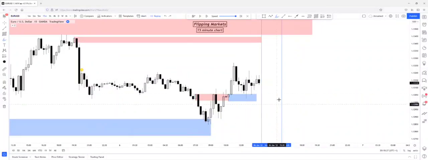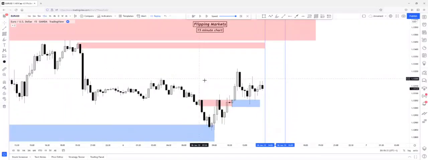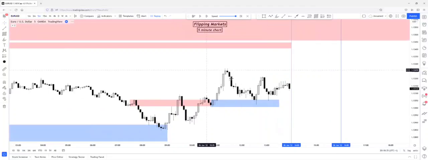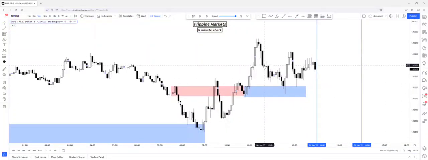Okay, what do we need after a 15-minute zone tap? Let me just switch to the 5-minute chart. So what do we need after a 15-minute zone tap? What are we aiming for? 1-minute shock. Exactly, 1-minute change of character.